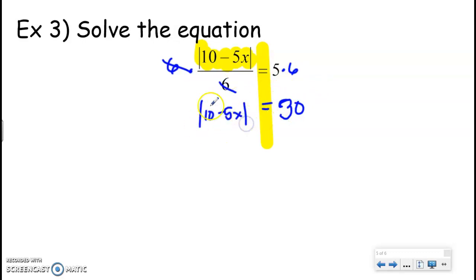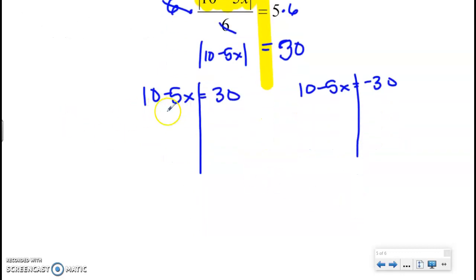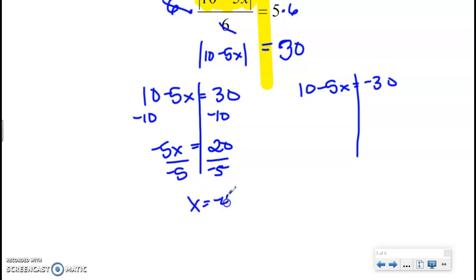Okay, once I get the absolute value by itself, we're going to split this into 2 equations. The first equation stays exactly the same. The second equation, the only thing that changes is that 30 becomes a negative. Once I'm here, I'm going to solve each equation and get my final answers, and I'll be good. So minus 10 on both sides to get negative 5x equals 20, and then divide by negative 5 on both sides to get x equals negative 4.